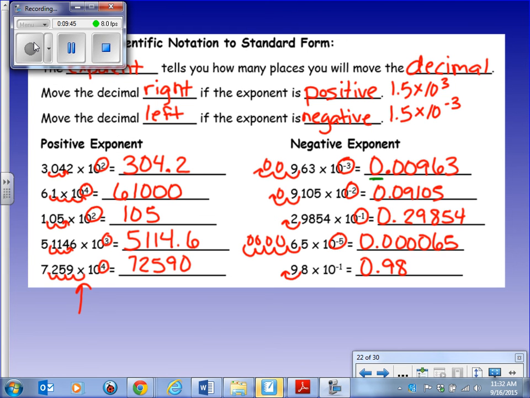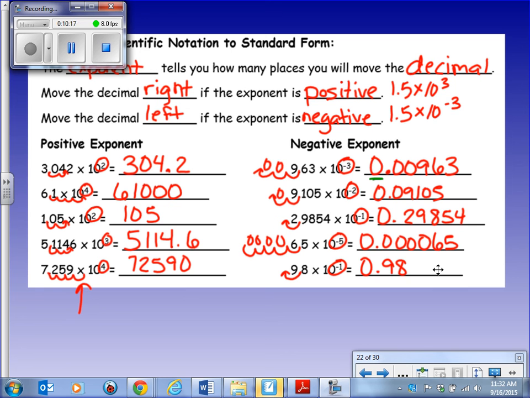All right, so here, the next one, I have 6.5 times 10 to the negative 5th. I have moved the decimal 5 spaces to the left because it's negative: 1, 2, 3, 4, 5. So I'm going to rewrite my number with the decimal out in front of that first zero. And then the next one is 10 to the negative 1, so I'm only going to move it 1 space. So it's 0.98.